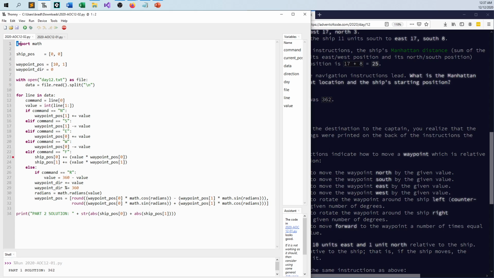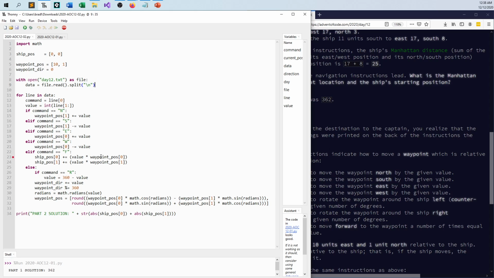You see I imported math because I'm using trig functions, because I'm doing 2D transformation matrices, or a matrix down here below, as you could see. So what have I changed up in here? This part is the same, but instead of moving the position of the ship, I moved the position of the waypoint by whatever in the north, the south, the east, and the west. So these are very simple.